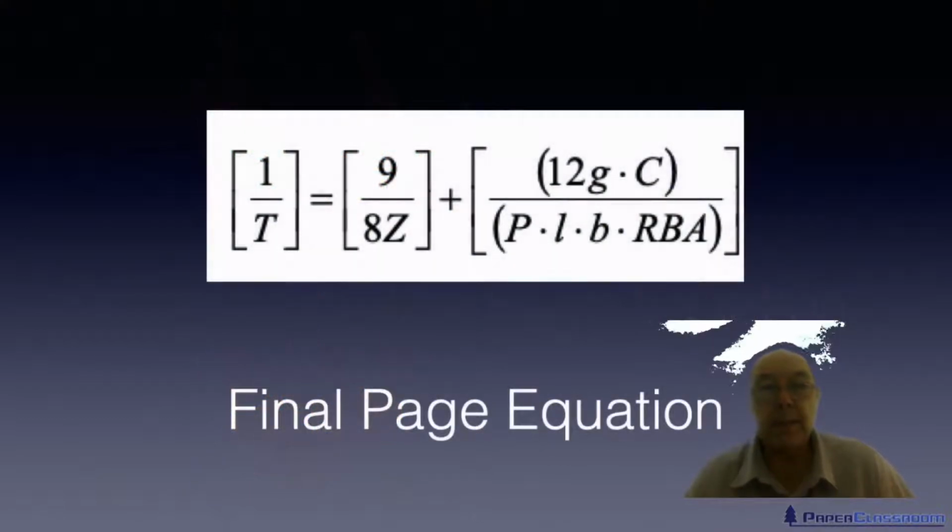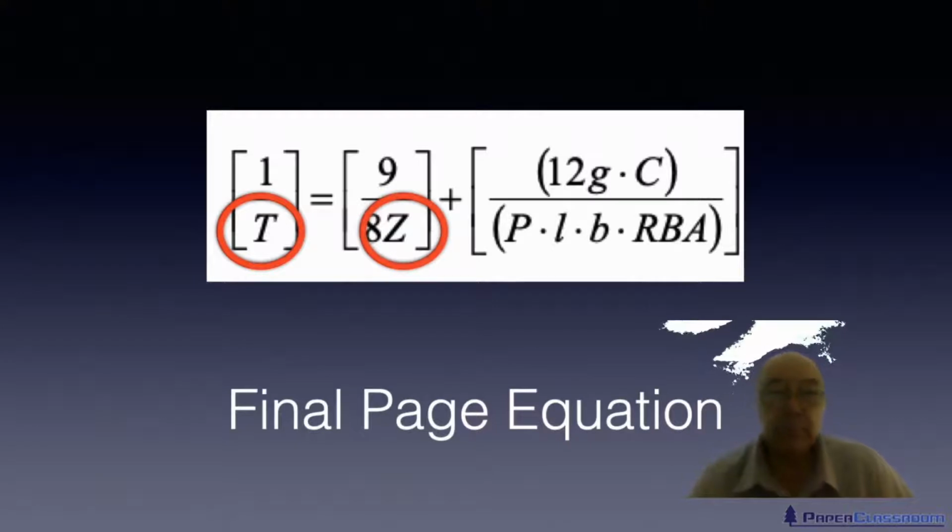Now, this is the Page equation. A little bit frightening, I would think. Looks a little bit frightening, but we can actually break it down into something very simple. We're interested in 1 over T, the tensile strength, Z, zero span strength, and B, the bonding contribution.